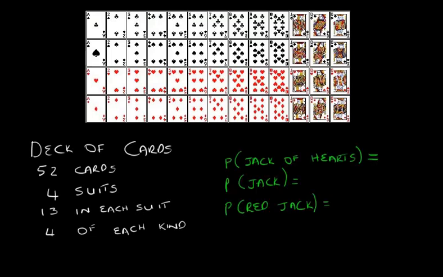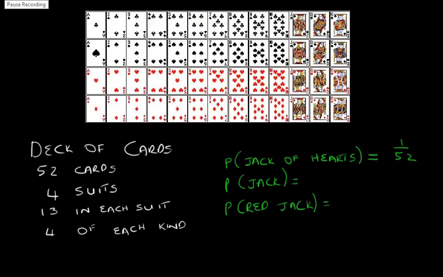Now let's say I were to ask you, what is the probability of drawing a jack of hearts from a deck of cards? How many jack of hearts are there? There's 1. And how many cards are there in total? 52. Remember what we said? It's the number of favorable outcomes over the total number of possible outcomes. So there's 1 jack of hearts over the total number of 52 cards. So your answer would be 1 over 52.